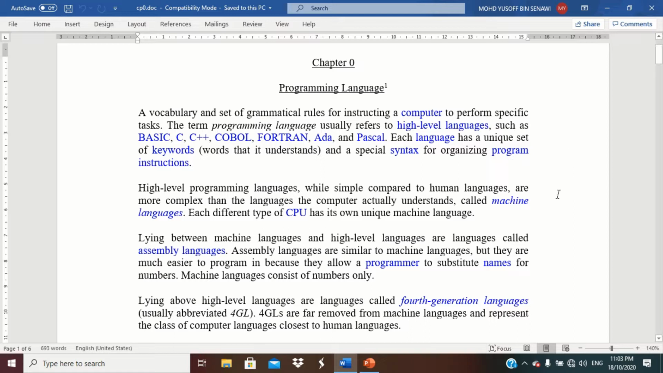High-level languages are a lot simpler compared to spoken language. However, they are more complex than the machine language, which is understood by the hardware or the computer. And each CPU has its own unique machine language.